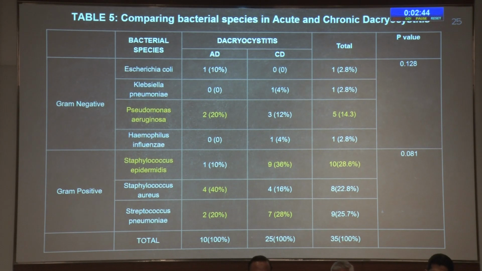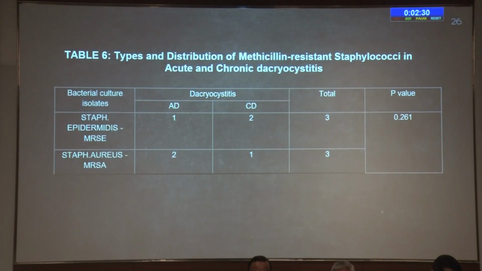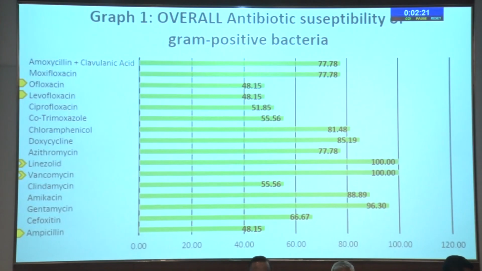And for the acute dacryocystitis group, the maximum number was found to be Staphylococcus aureus, followed by Pseudomonas aeruginosa, whereas for the chronic, maximum was found to be Staphylococcus epidermidis, followed by Streptococcus pneumoniae. For the methicillin-resistant group, a total of 6 patients were found, out of which the incidence was more for the acute than the chronic dacryocystitis. So the overall antibiotic susceptibility for the gram-positive bacteria is as follows.